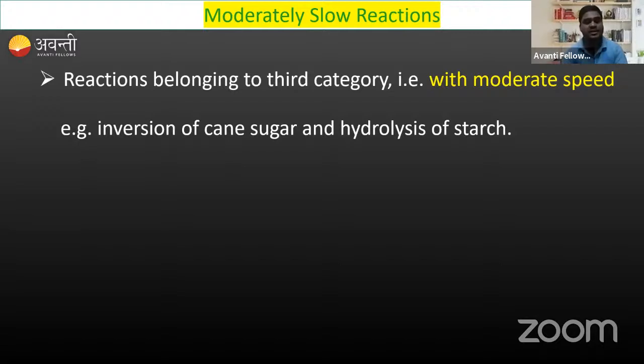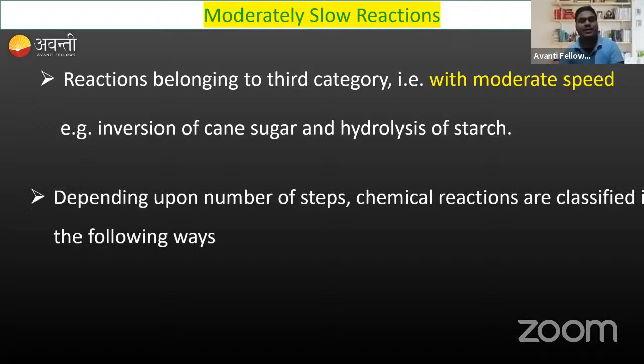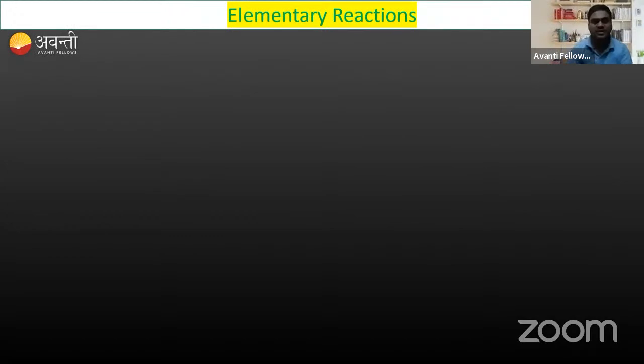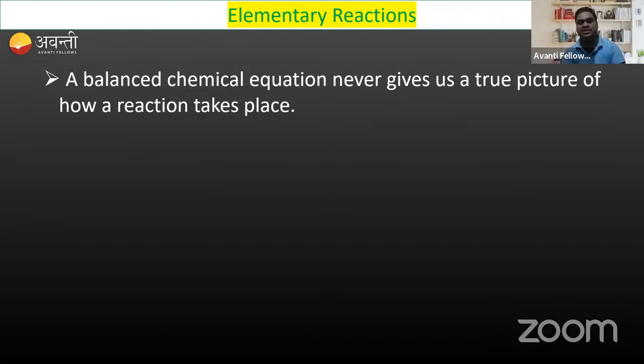Okay, I hope this is clear to you. Good. Now, depending upon the number of steps, chemical reactions are classified in the following way. In which way do you classify the chemical equation basically? The first one is known as elementary reaction. So what is this elementary reaction?